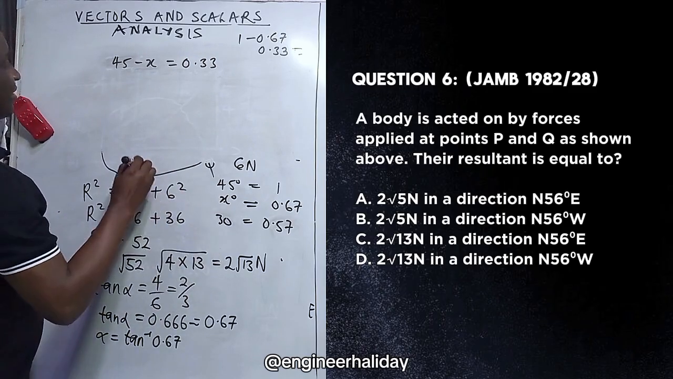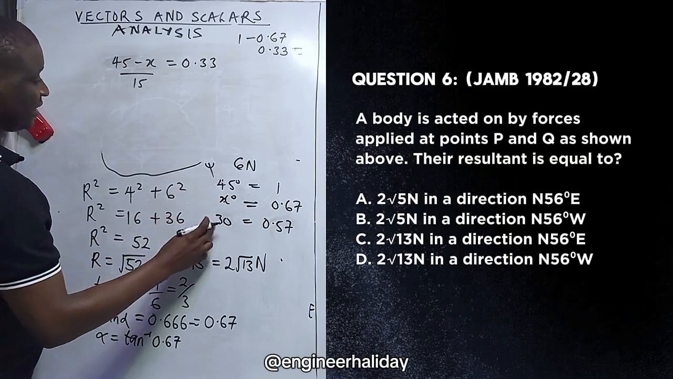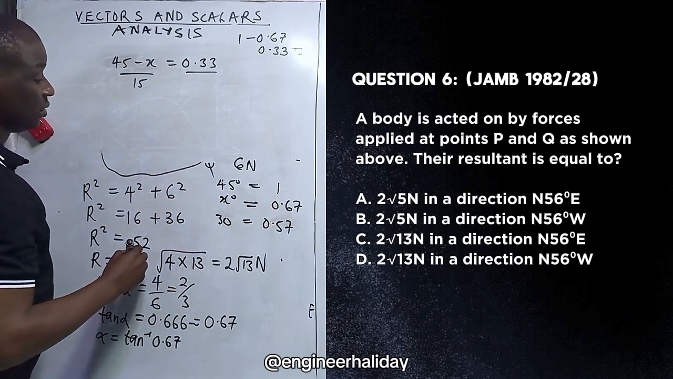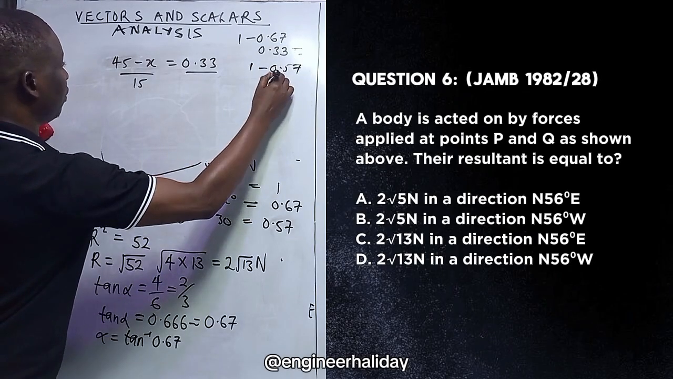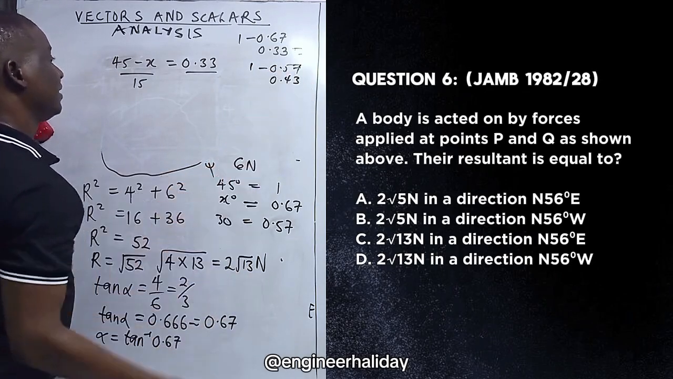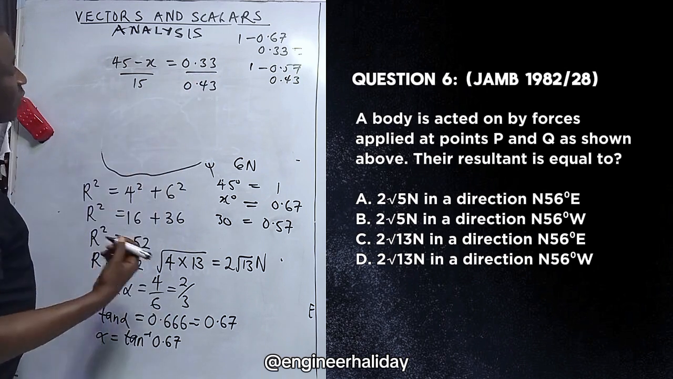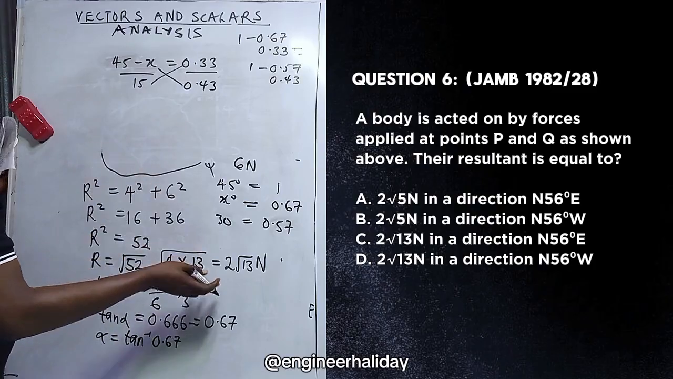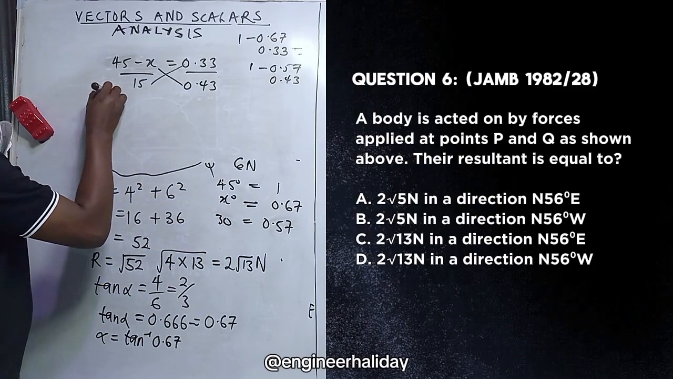Then 45 minus 30 is what? 15. 45 minus 30 is 15. Then 1 minus 0.57 is more or less like 0.43. So 0.43. That's what I would have done. If you work on this one by cross multiplying and play with it, you will discover that you can get your angle without a calculator.